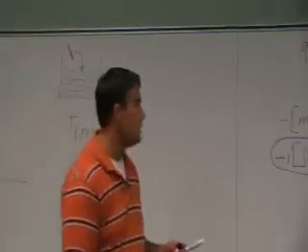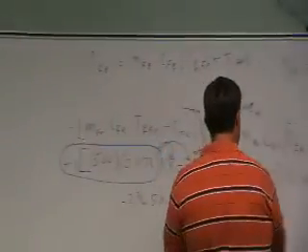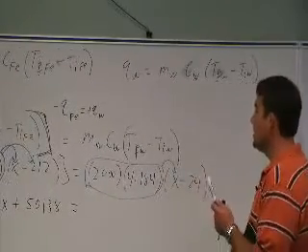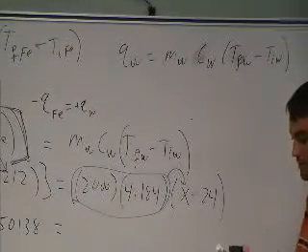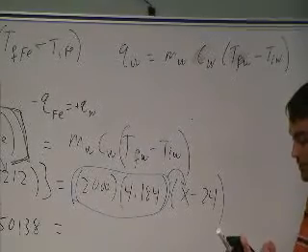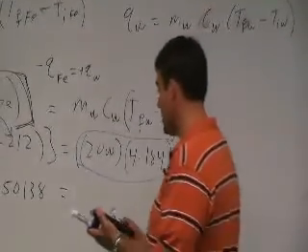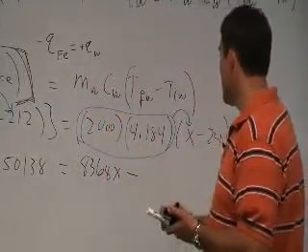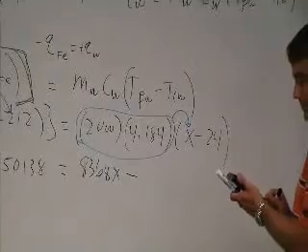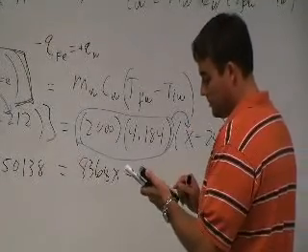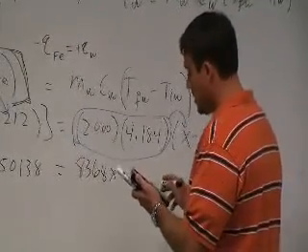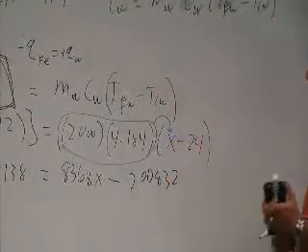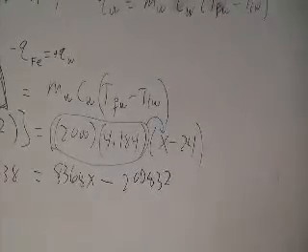Now I'm going to do the same over here. I'm going to take 2,000 times that and distribute it in. So that's 2,000 times 4.184, which is 8,368x minus 200,832.